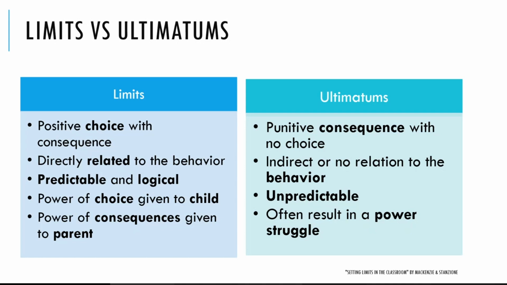Another ultimatum is indirect or no relation to the behavior. You're punishing them for something that's not related to the behavior that they expressed. It's not predictable. It's unpredictable. When it comes to ultimatums, they're very unpredictable. You don't know when it's going to happen. It's just going to happen.